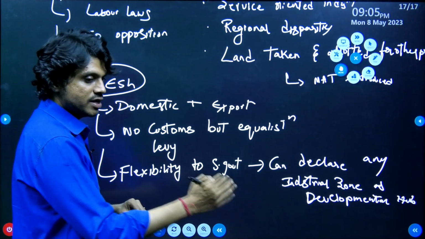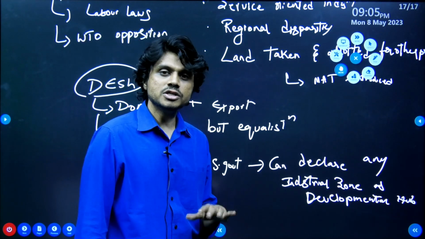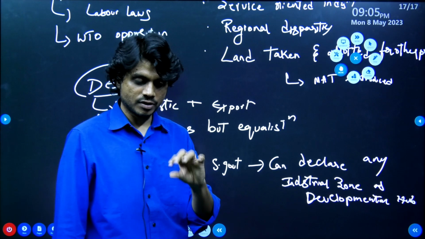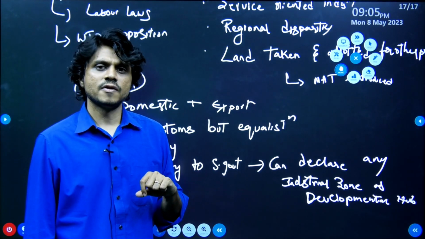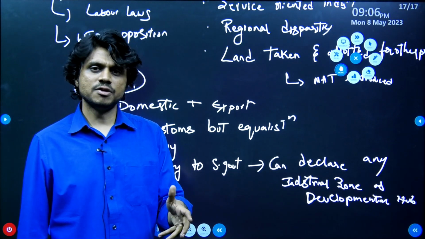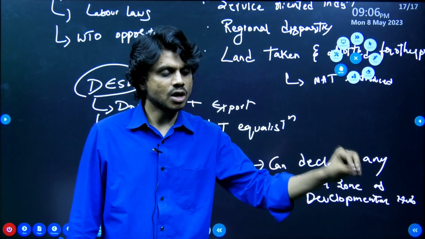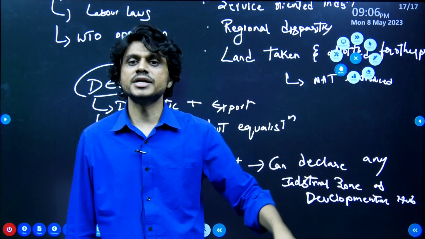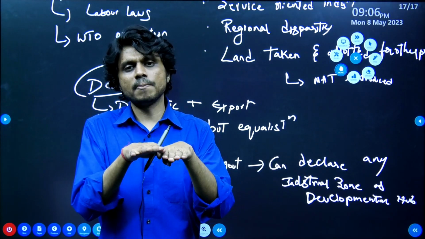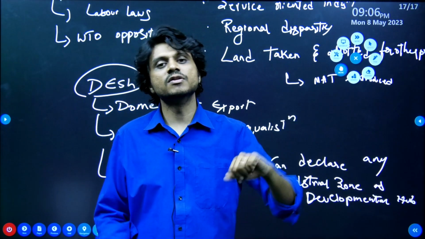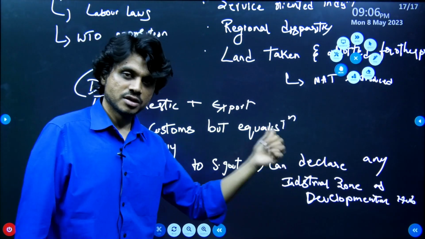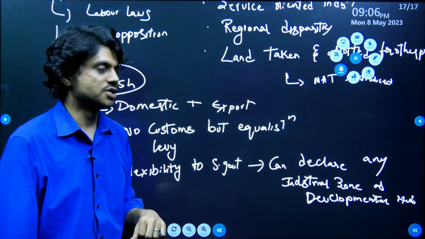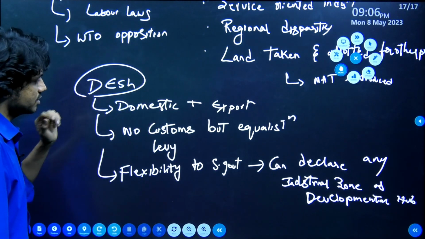If they levy any tax, it is to bring equalization. If an industry in the developmental zone is getting a tax benefit and an industry outside the developmental zone is not getting any tax benefit, then in order to bring them on par, some equalization levy will be applied, and state governments will be given more flexibility in terms of this DESH initiative. So this is your DESH.